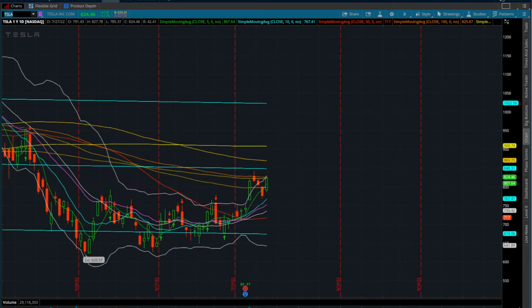So absolute monster day in the overall stock market for many, many names off the back of the FOMC meeting notes. We got that 0.75 basis point rate hike. What we are looking at here is Tesla closing at $824.46. Markets just came to a close. Tesla was up a massive 6% today, 47 points on the day session.